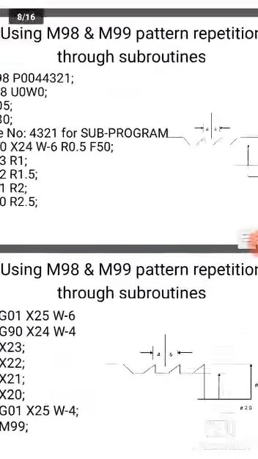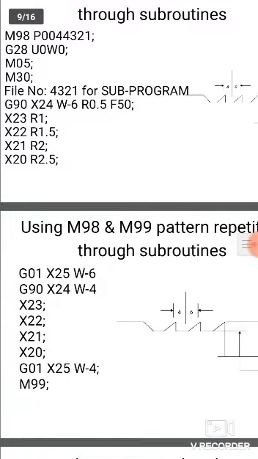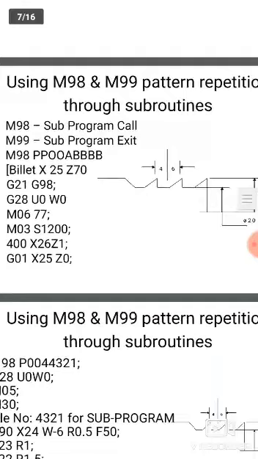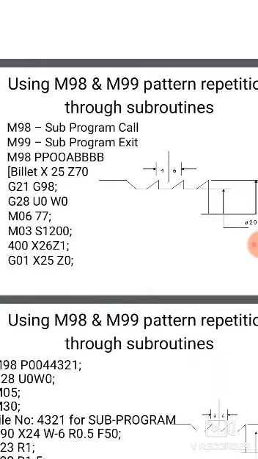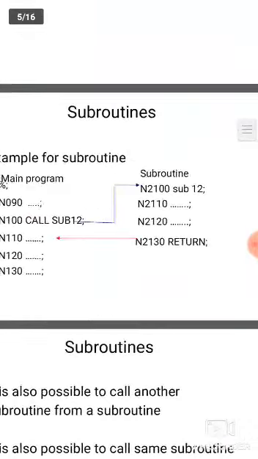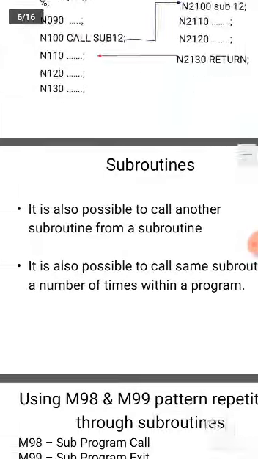After that we have seen how to write the programs for pattern repetition using M98 and M99, in the turning part. M98 indicates subprogram call; we are calling the program. M99 means subprogram exit, getting out of that program. Okay, so these are about subroutines and canned cycles.